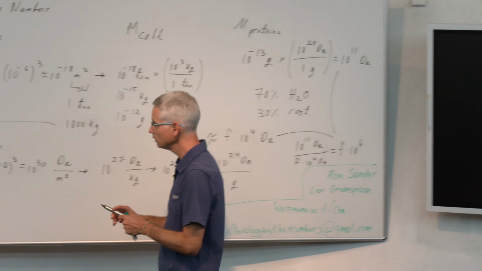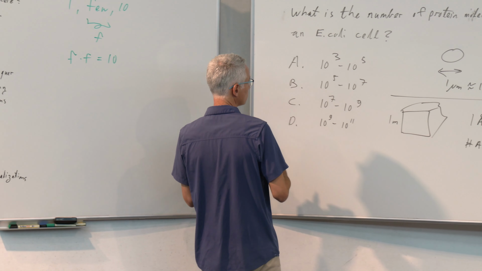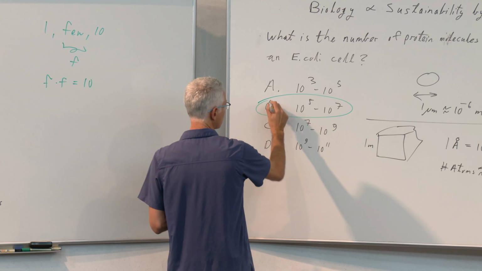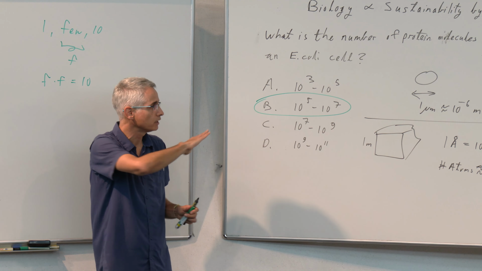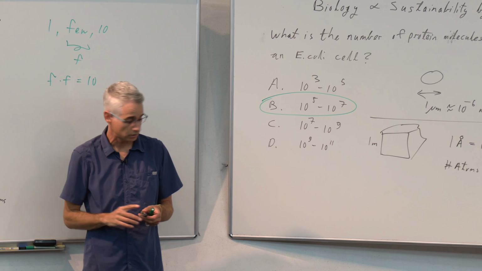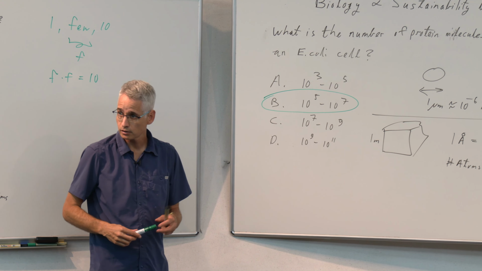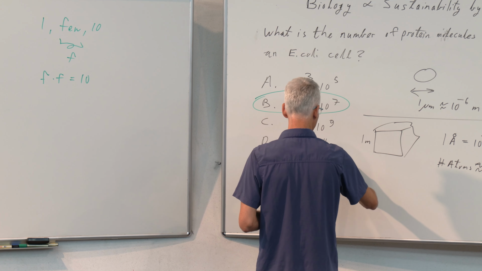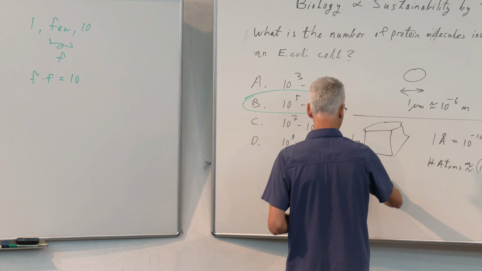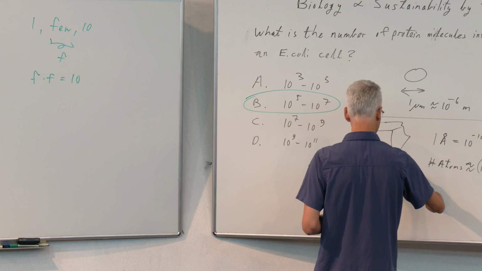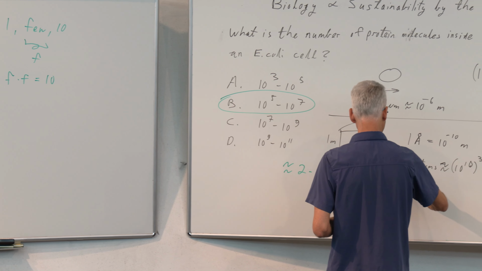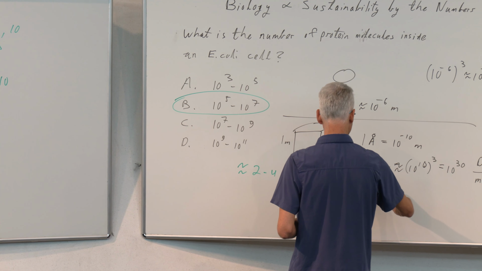which if we go back here, brings us to this answer. Interestingly, I did it pretty quickly and roughly, but it turns out that in all organisms that I'm aware of, all cells, you have something like between 2 to 4 million proteins per micrometer cubed.